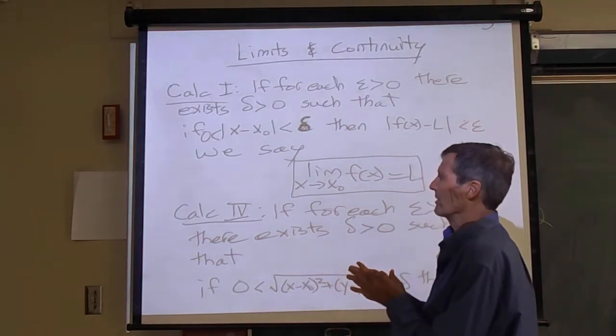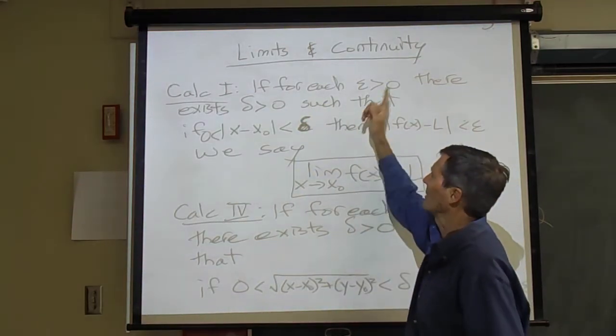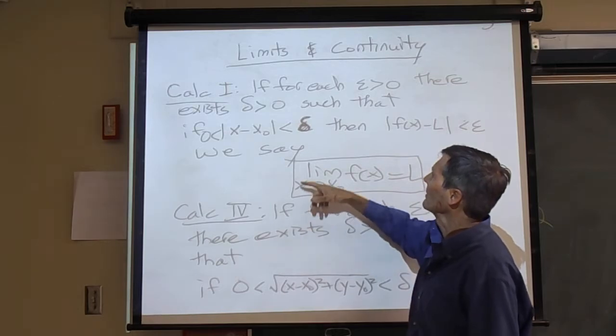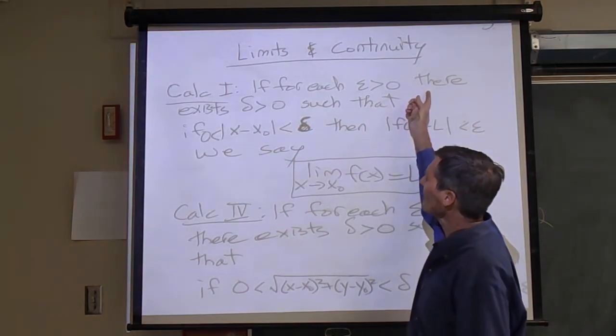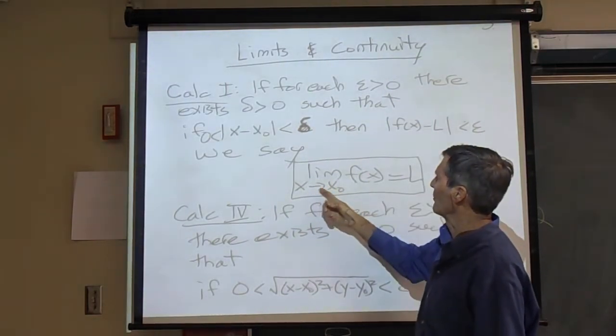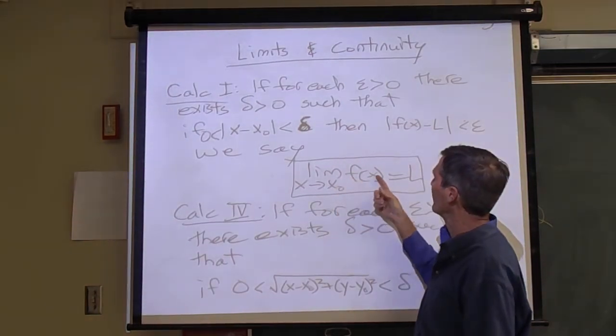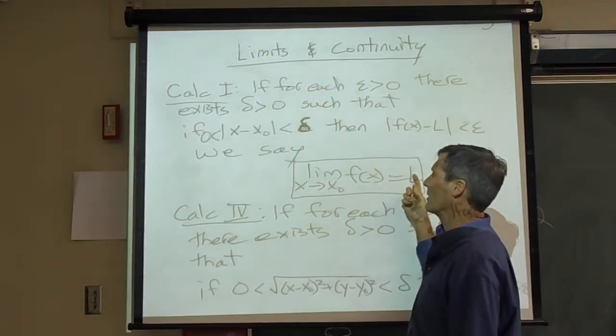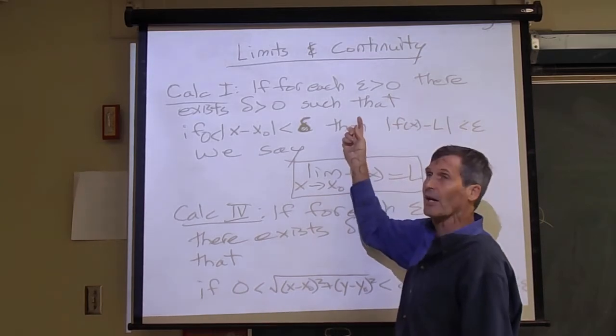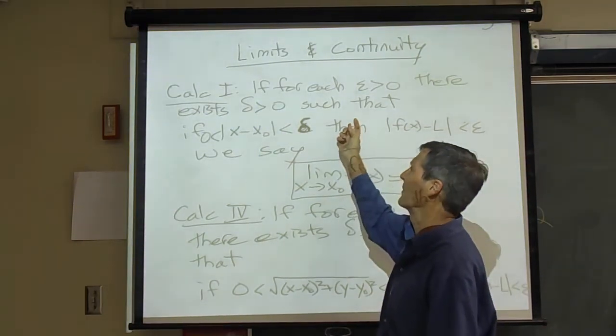Some of you math majors that need these for other things later. Here's calculus 1. When you had a function of one variable, and you wanted to say, what's the limit as x approaches x0, some number, of the function of one variable? How can I say that's equal to a number? This was the definition you gave, the epsilon delta definition, right?